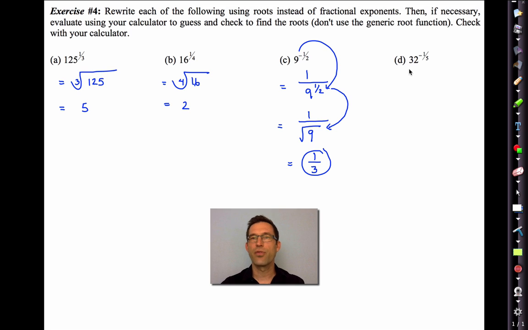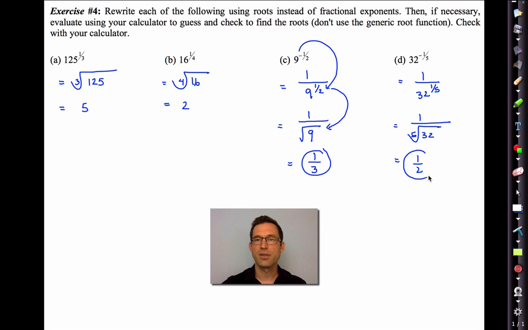So same thing here, 32 to the negative 1/5 would be equal to 1 over 32 to the 1/5, which would be 1 over the 5th root of 32. 5th root of 32 is 2, so that's 1/2. All right. So fractional exponents, when we have what's known as a unit fraction, 1/8, 1/9, 1/2, negative 1/4, etc. Those indicate pretty simple roots.